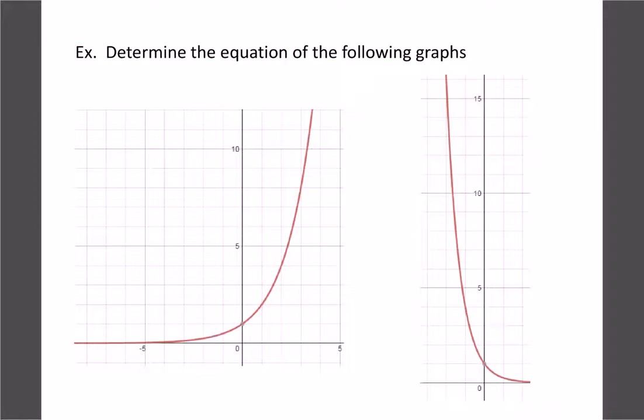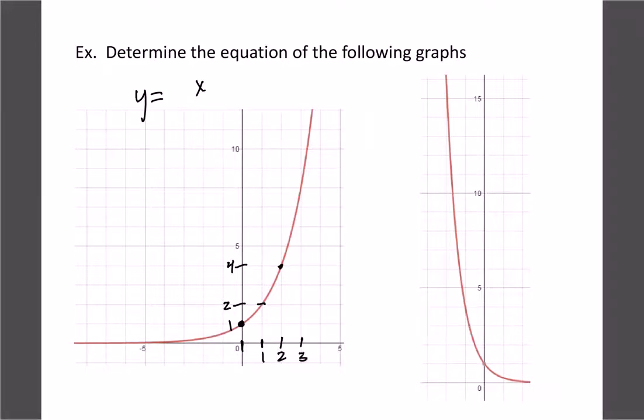Okay, the reverse now is we're going to get the graph, and we have to try to figure out what the equation is. With this first one, we can see it's increasing, so we know it's going to be some positive number to the x, and you can see it's crossing at 1, so that's good. Now we want to figure out what value it's increasing at. When x is 0, we have a y of 1. When x is 1, we have a y of 2. When x is 2, we have a y value of 4.